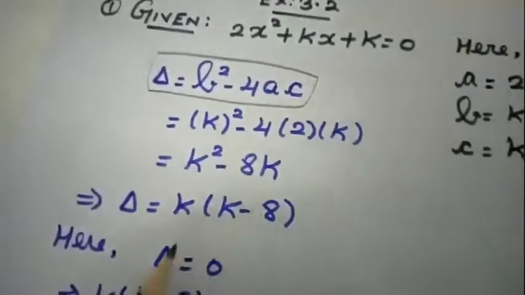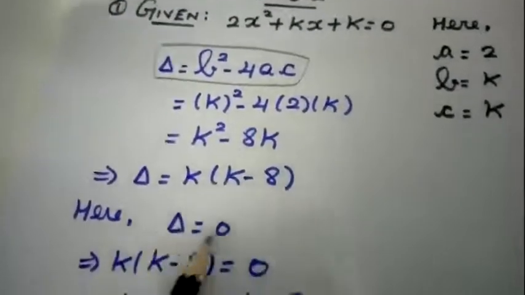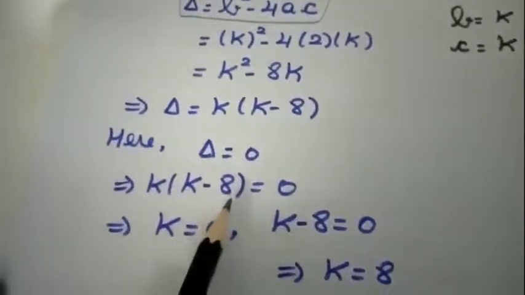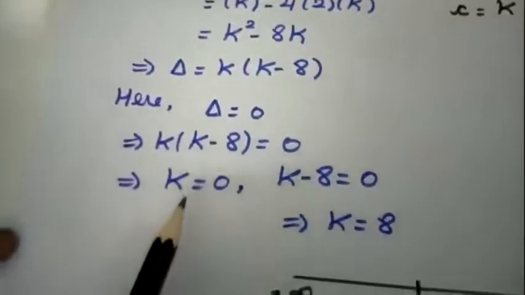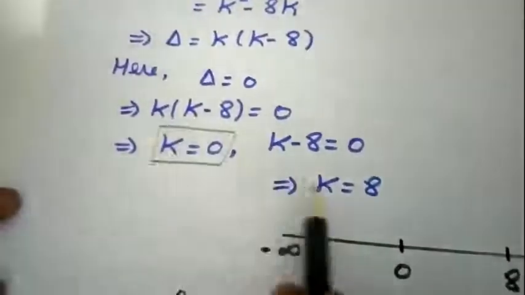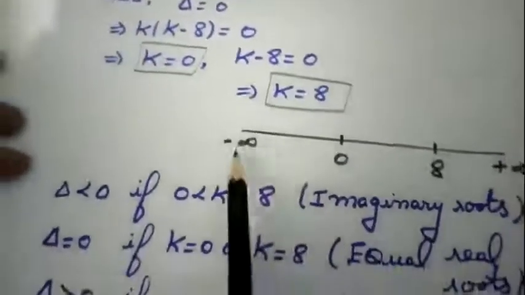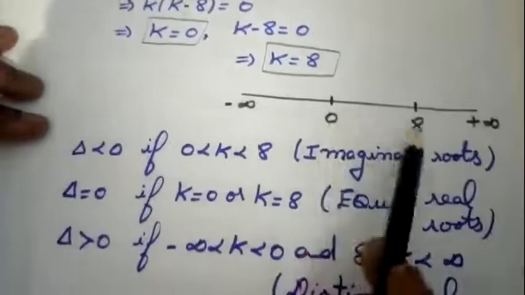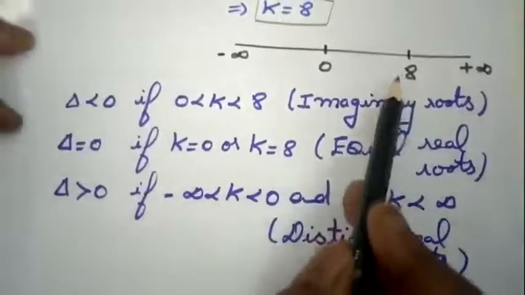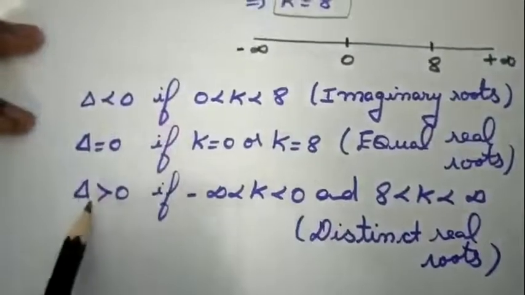Since k is real, I am going to equate delta to 0. If I equate, I will get the answers k = 0 and k = 8. I am going to draw a graph from minus infinity to plus infinity, marking 0 and 8. Since I am discussing the nature of the roots, I am going to compare delta with less than 0, equal to 0 and greater than 0.